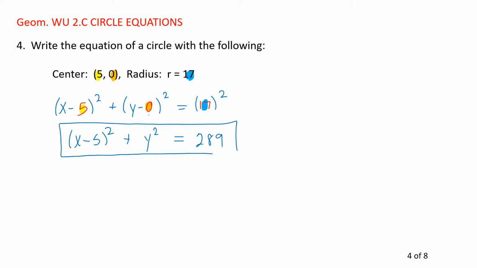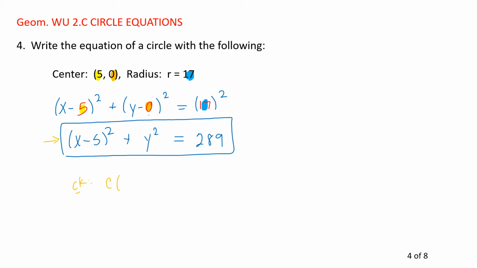And just because this might be confusing, I am going to check it. It's not necessary. But if I look at just this, I see that the center is 5, 0, and the radius is the square root of 289, which is 17. Then check. See, 5, 0, 17. I got it right.